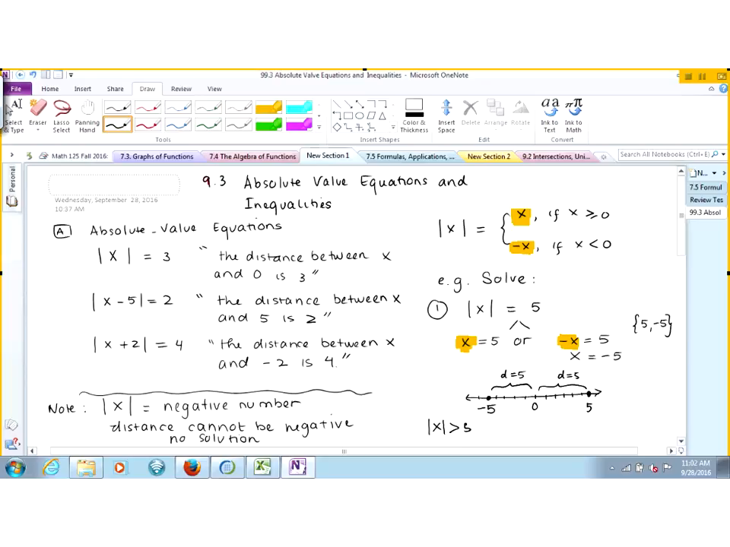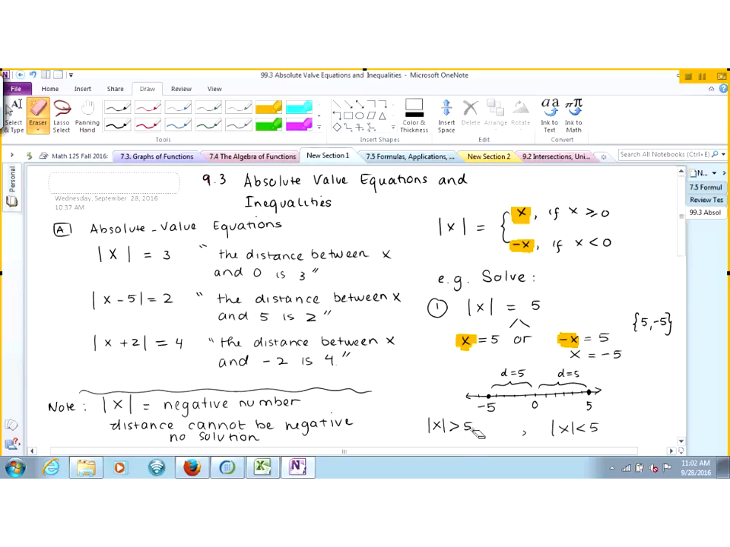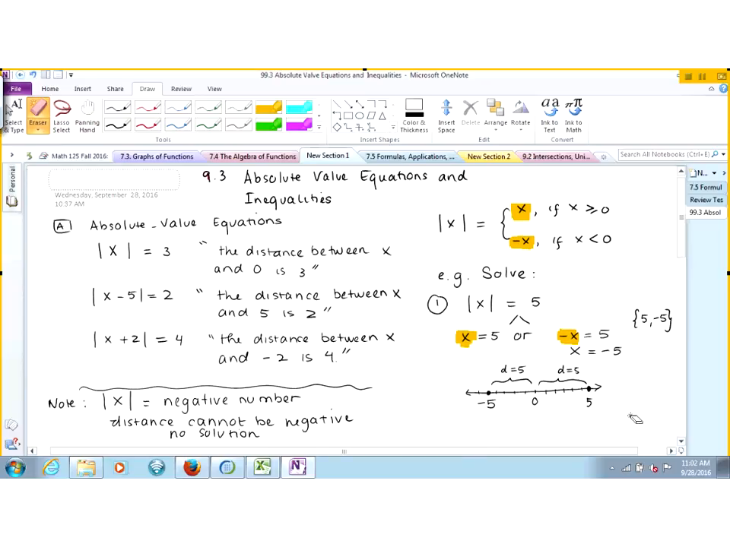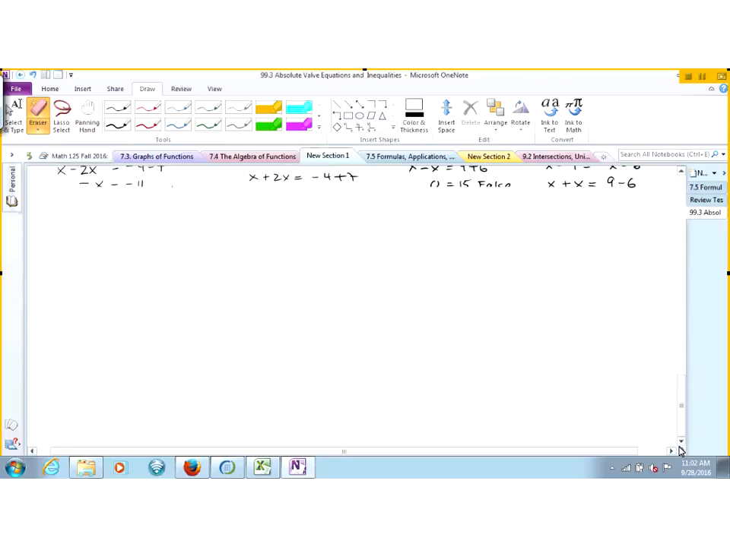Now, what about if I'm asking for the distance greater than 5? Or which one has distance less than 5? When I talk about inequality, these are the ones that we're going to talk about. I'm going to do it in a little bit. Alex, pay attention.